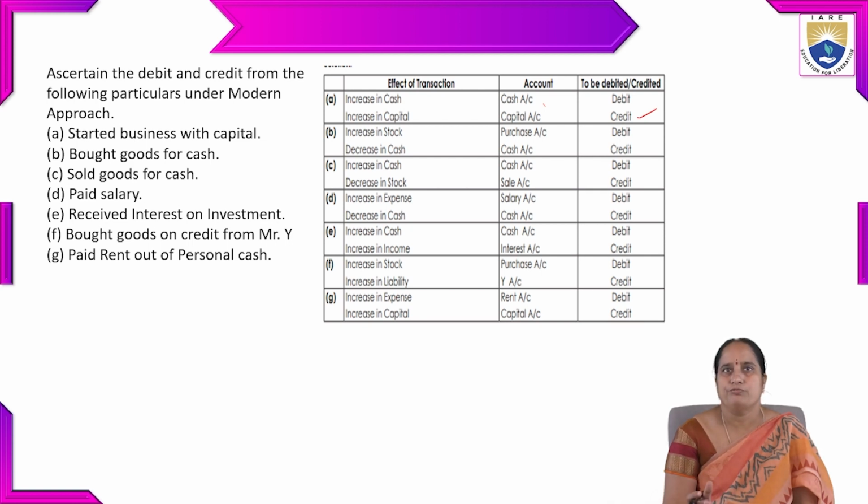Paid rent out of personal cash. So there is an increase in expense. Paid rent means it comes under rent account. Again, it should be mentioned on the debit side, and increase in capital account, credit side.